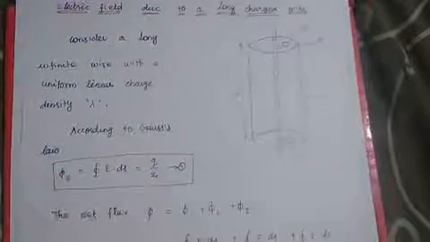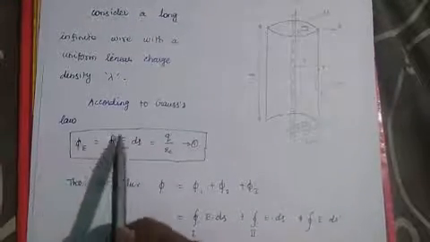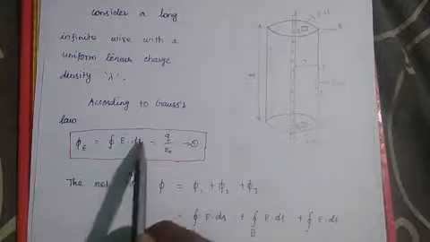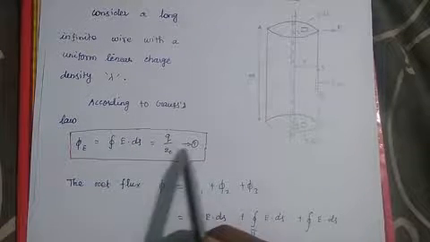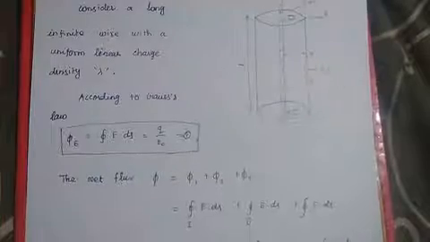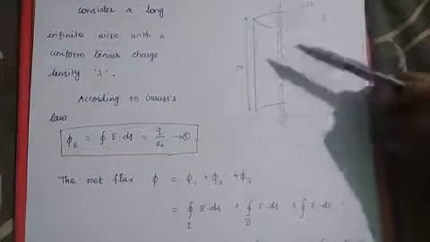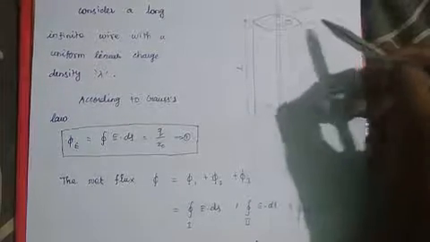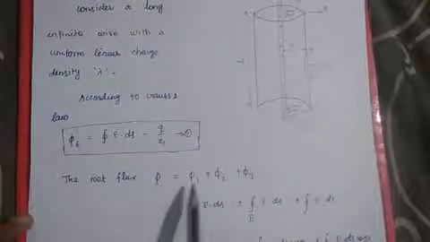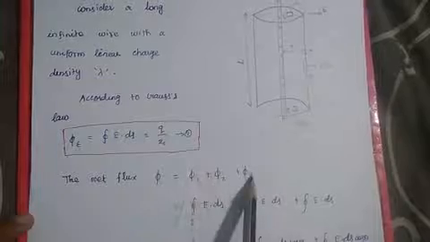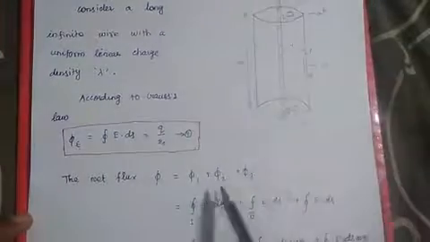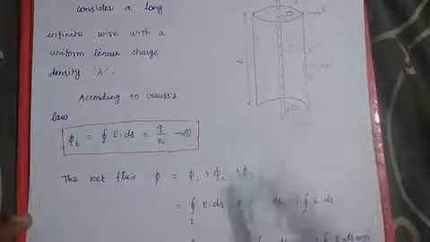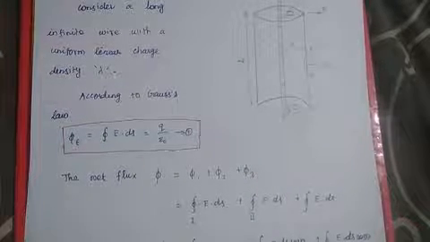According to Gauss law, the electric flux phi is equal to the surface integral of E dot ds, which is equal to Q by epsilon naught. This is equation 1. We have to consider three different surfaces. All three surfaces will have an electric flux, and here the field direction is radially outward as I have told. So the net flux phi is equal to phi 1 plus phi 2 plus phi 3. Phi 1 corresponds to surface 1, phi 2 corresponds to surface 2 and phi 3 corresponds to surface 3 that we have taken.